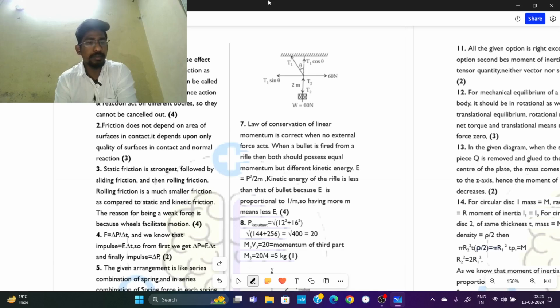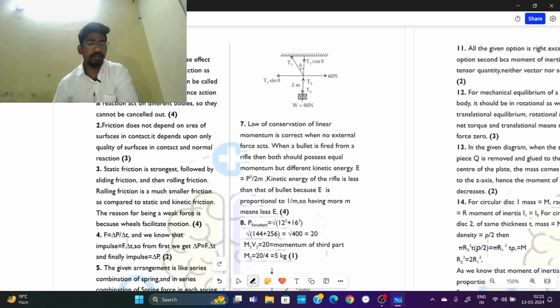So the first question is: which of the following statements is or are correct about action and reaction? Three options are given. First, there is no cause and effect relation between action and reaction. Second, action and reaction always act on two different bodies, and third, action and reaction forces are simultaneous forces. Okay, so this question is from the laws of motion chapter. So let's now dig into the solution.